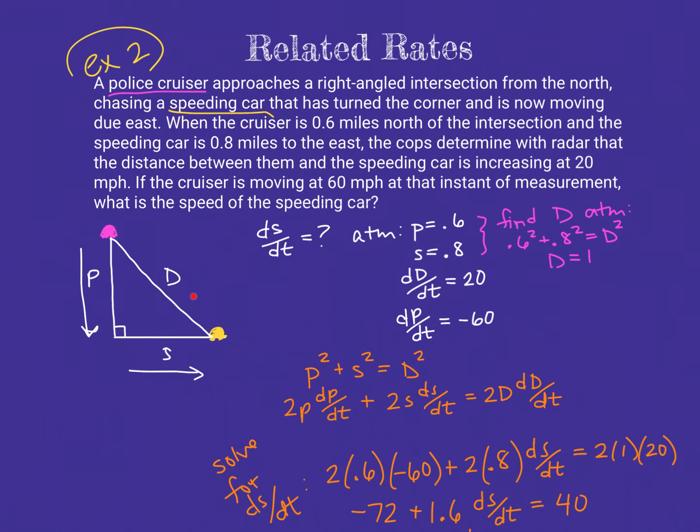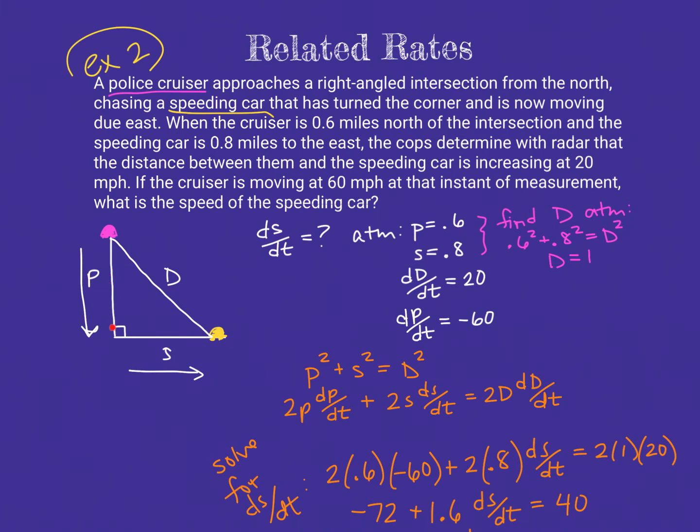Now if we look at d, that ended up being 1 unit, and how it changed was positive, 20 miles per hour. The reason that it's positive is because the problem told us it was. It said that the distance between both of them is increasing at 20 miles per hour. That means it's positive. However, the reason we made dp/dt negative is because of how this distance p is changing. Right here, that's what that means.